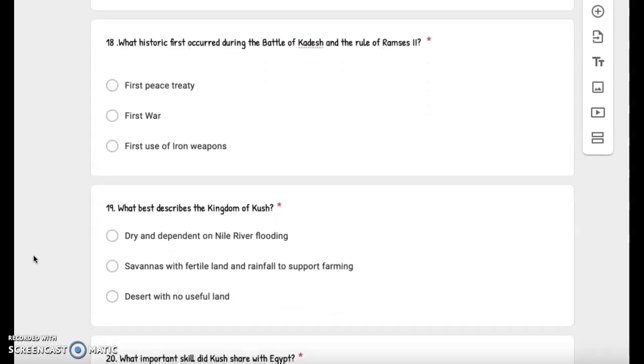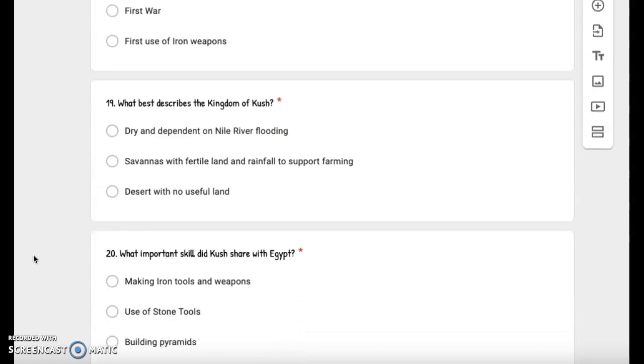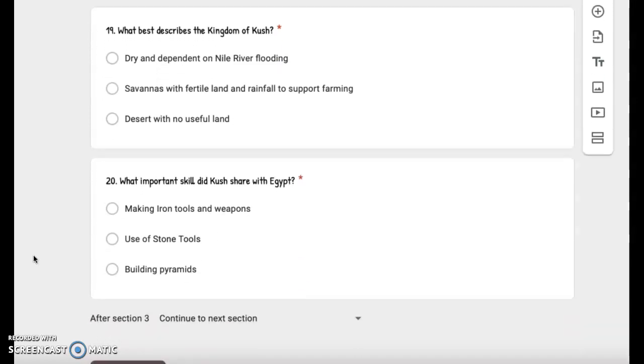Number 18. What historic first occurred during the Battle of Kadesh and the rule of Ramses II? First peace treaty, first war, or first use of iron weapons? Number 19. What best describes the kingdom of Kush? Dry and dependent on Nile River flooding, savannas with fertile land and rainfall to support farming, or desert with no useful land?